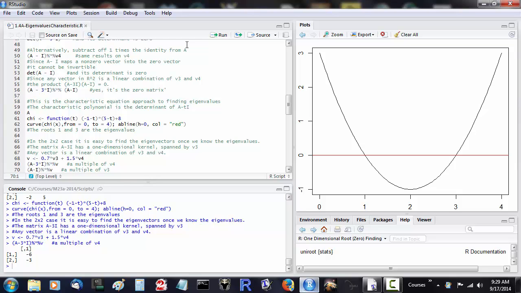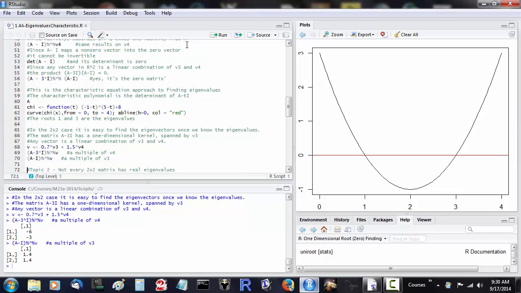Similarly, on applying A minus I to this vector V, I get a multiple of V3. So, simply speaking, the image of the matrix A minus 3 times I is a multiple of the eigenvector for the other eigenvalue, 1, while A minus I applied to any vector reveals the eigenvector for eigenvalue 3.